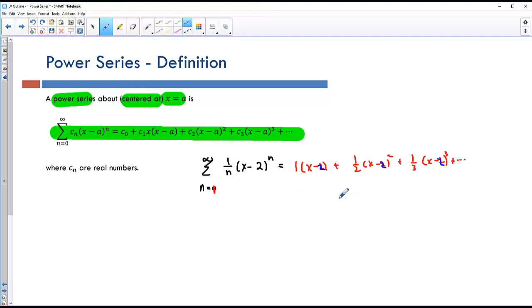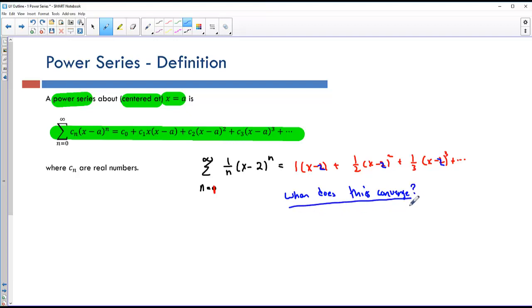And we don't know where it converges. Actually, that's what we want to figure out. In the end, we want to know when this converges. That's one of the questions we'll try to answer in this section.